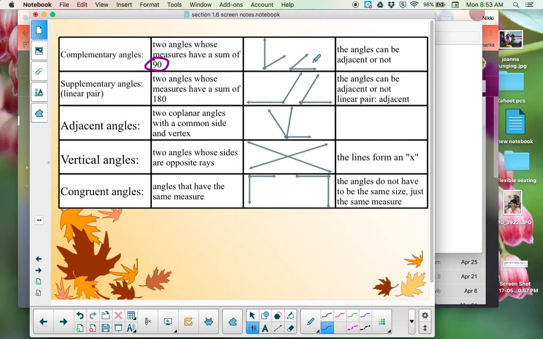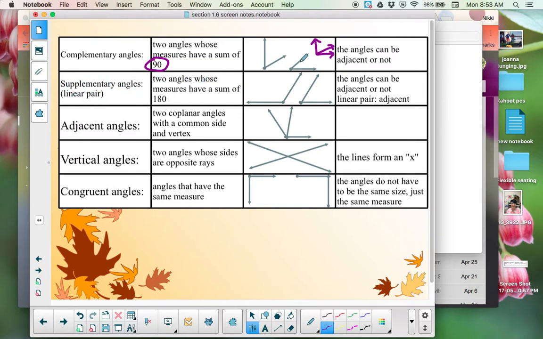So it could look like this. These would be complementary angles, or it could look like this. These would also be complementary angles. These would be adjacent. These would be not adjacent. The definition of adjacent is down here. That's just two angles that share a vertex and a common side. So you can see that this would be adjacent, this would be adjacent, this would be non-adjacent.